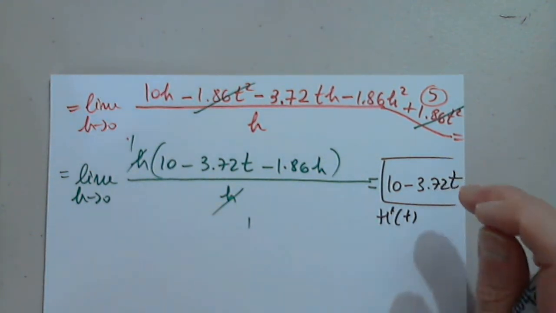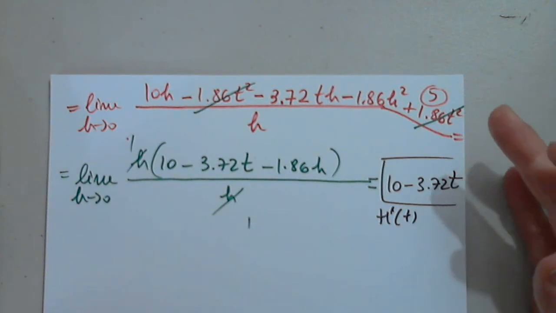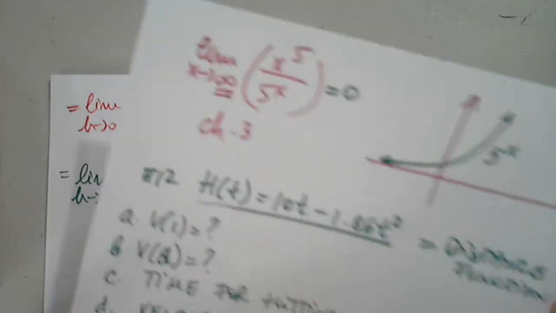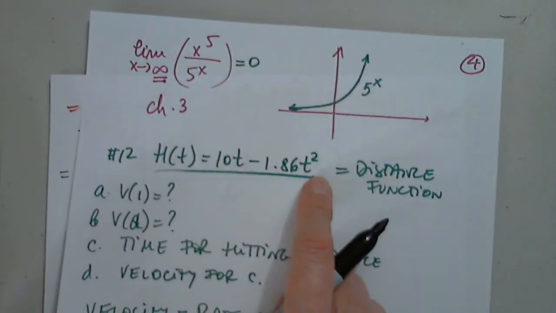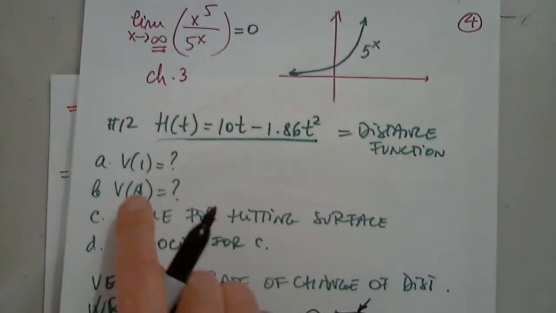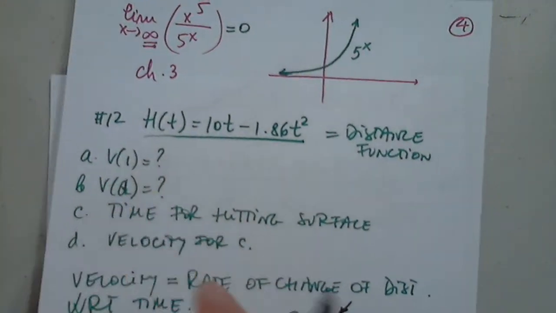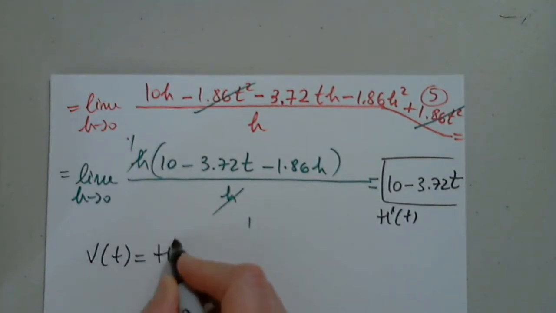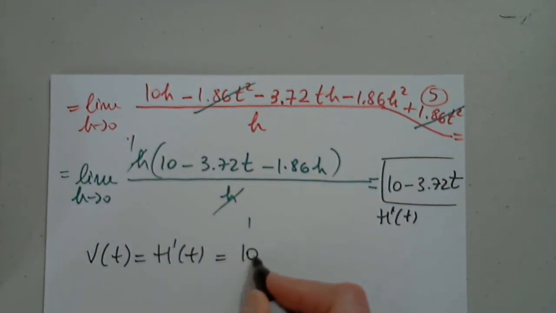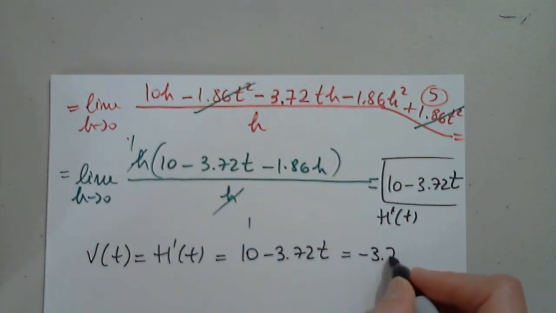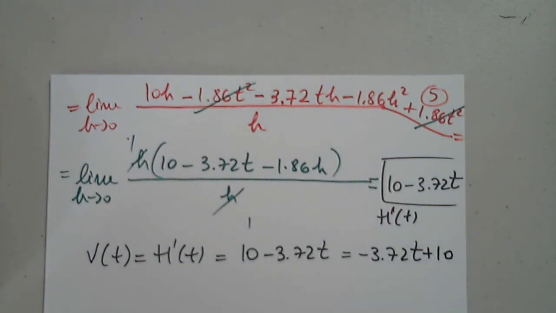This function will give us the slope or the rate of change of distance with respect to time at any point. How come any point? This is a quadratic, it is differentiable everywhere. This exists everywhere. So fine. Now we determine v of t, which is h prime of t. This is 10 minus 3.72 t. I like to write it in the correct order, in descending order.